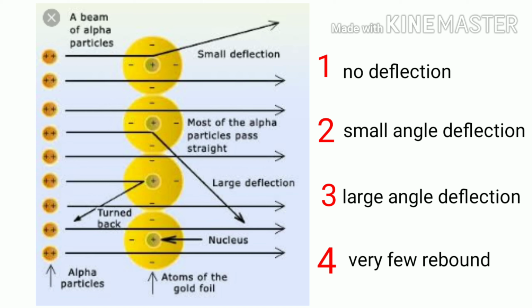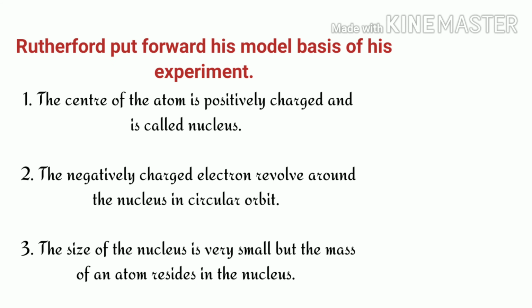From the figure we can easily see some beams do not show any deflection, but instead pass straight through the foil. Some beams show small angle deflection while other beams show large angle deflection, and only a few beams rebound back. After the experiment, Rutherford put forward his model of an atom.